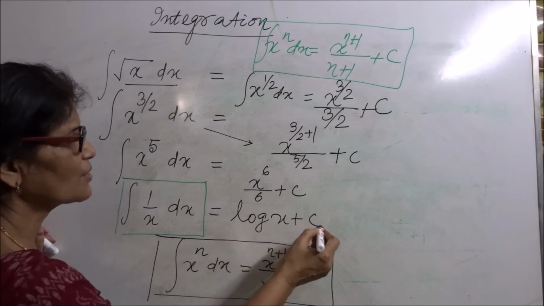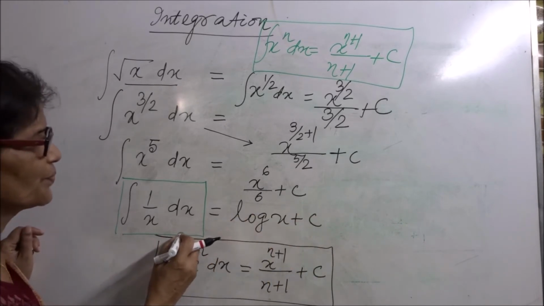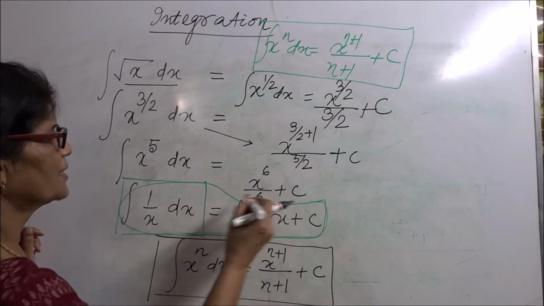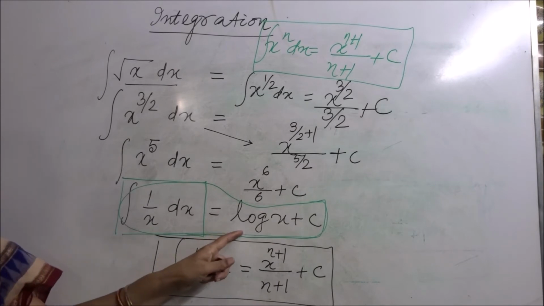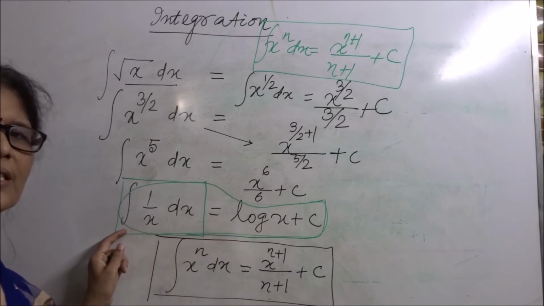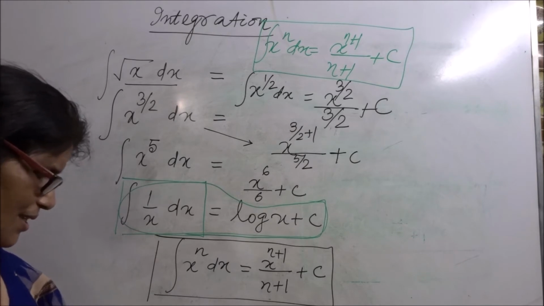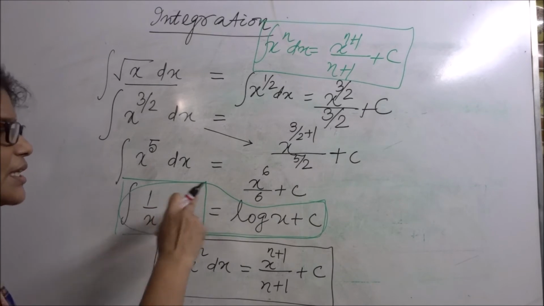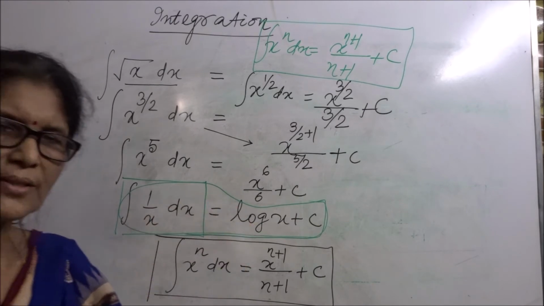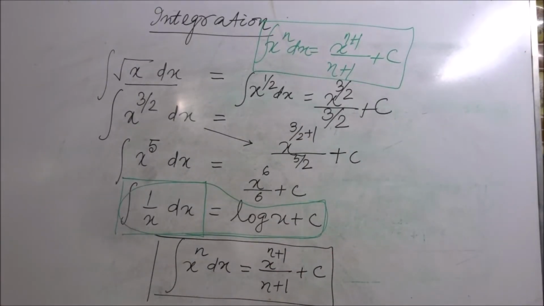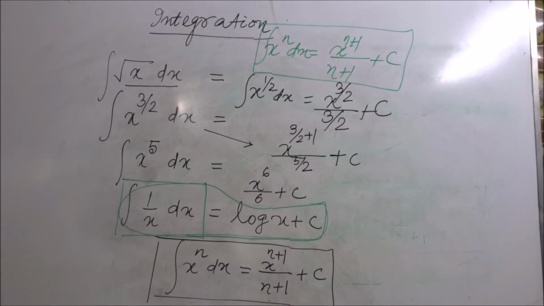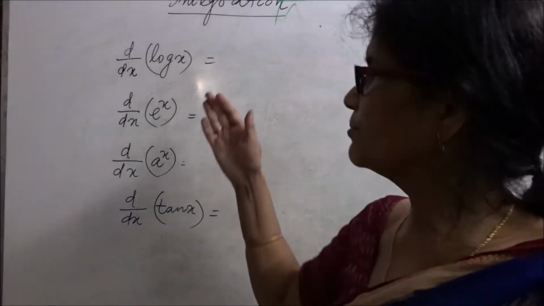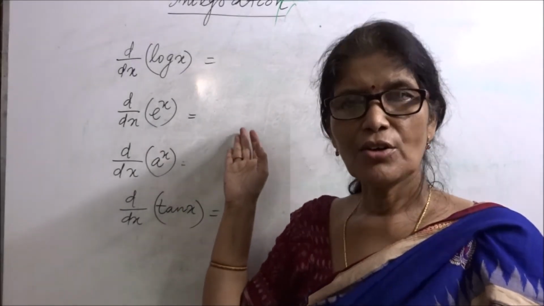So next we'll go for some general derivatives and we'll go for integration. So the integral of 1 by x dx is equal to log x plus c. So never try the minus 1 power, because you won't get the answer. The derivative of log x is 1 by x, so the integral of 1 by x is equal to log x.